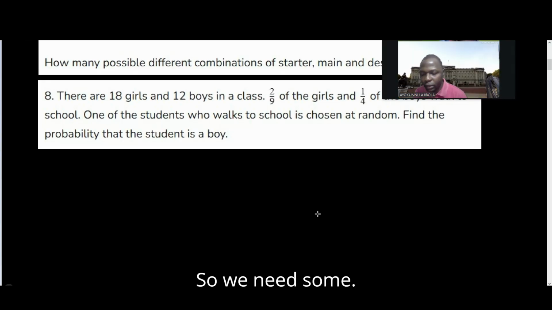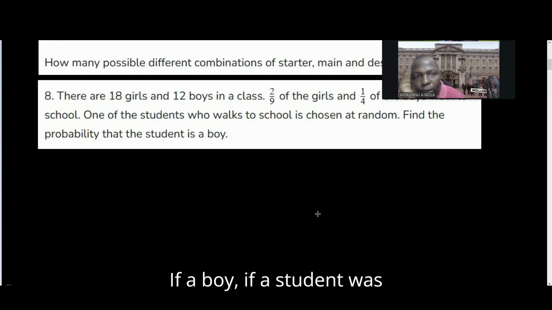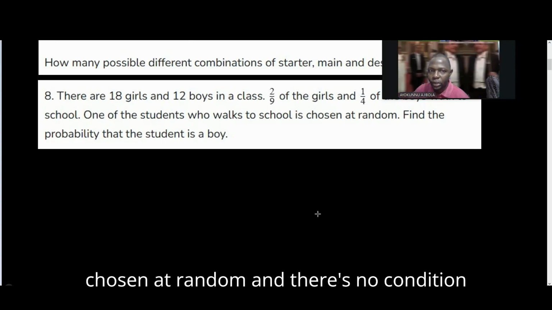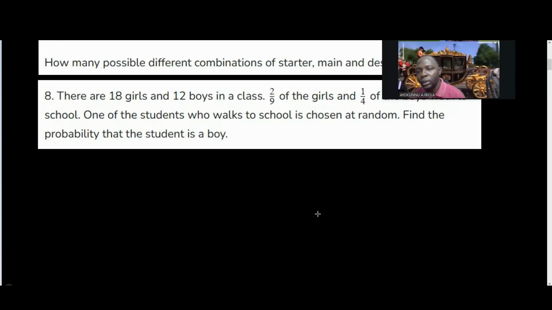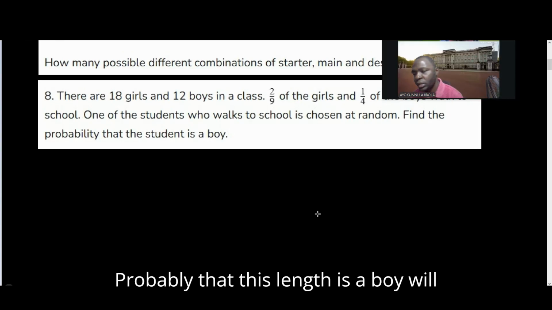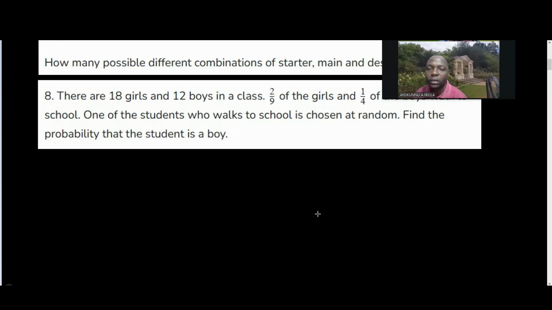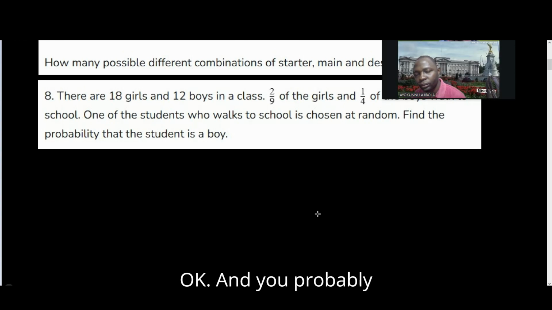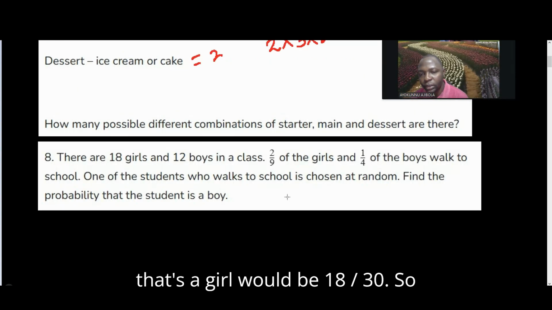So we have 18 girls and 12 boys in a class. If a student was chosen at random and there's no condition that he walks to school, the probability that the student is a boy will be 12 over 30. Is that correct? Yes. And the probability that it's a girl will be 18 over 30.